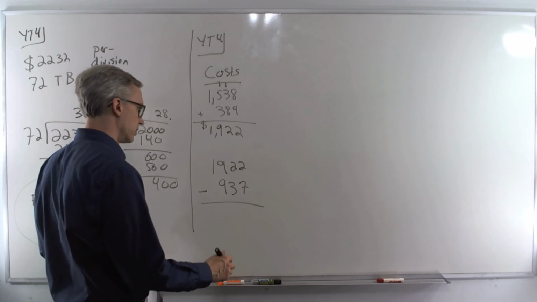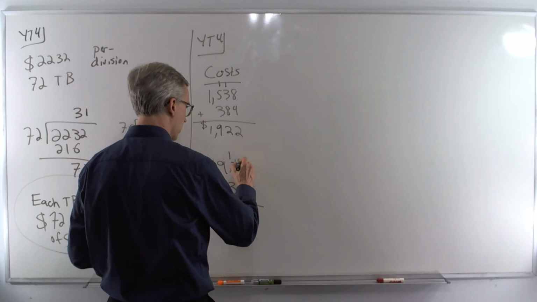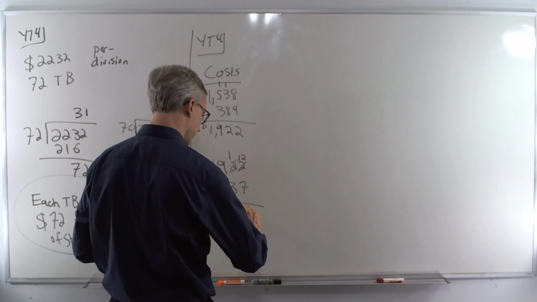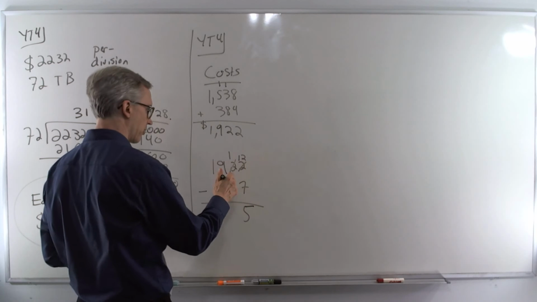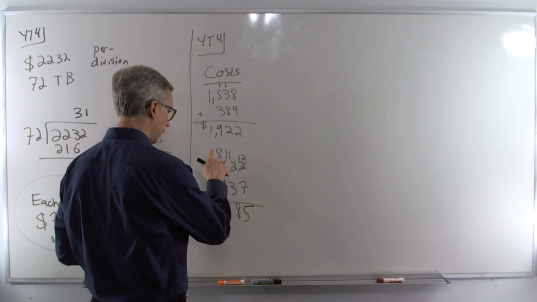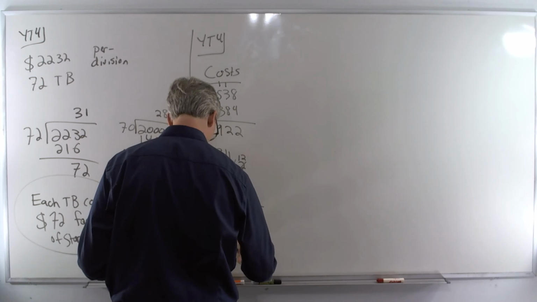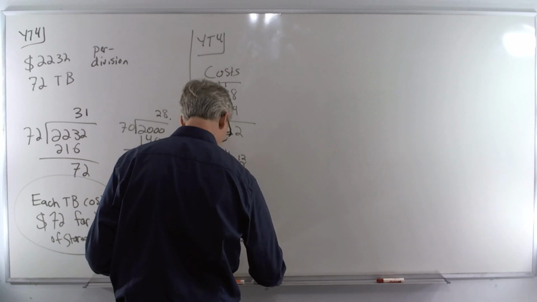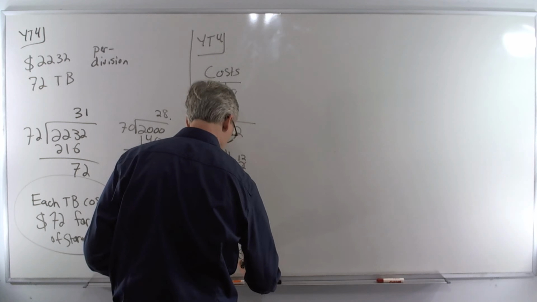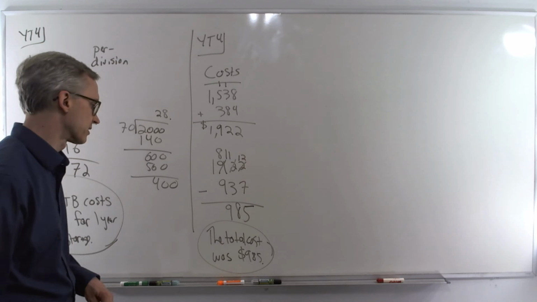Okay, so let's subtract here. Let's see, we're going to have to borrow. That gives us 12 minus 7. All right, and we have to borrow again, so you got an 8 here. That turns into 11. 11 minus 3 is 8. And then 18 minus 9 is 9. All right, so that's the total cost.